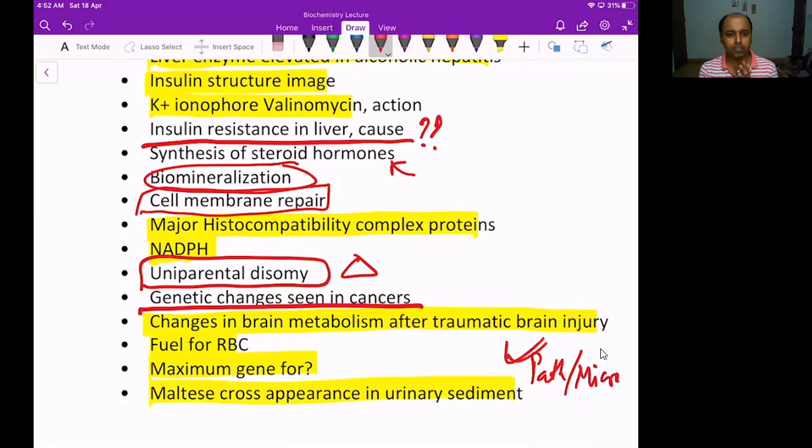Most probably by the year 2022, all this will disappear because we're going to have one single exam for all the PG entrances where this exam specific revision may not remain important. But as of now, exam specific revision is very, very important. It helps you to focus your revision program and it helps you to get the best output from the limited time that you have available.